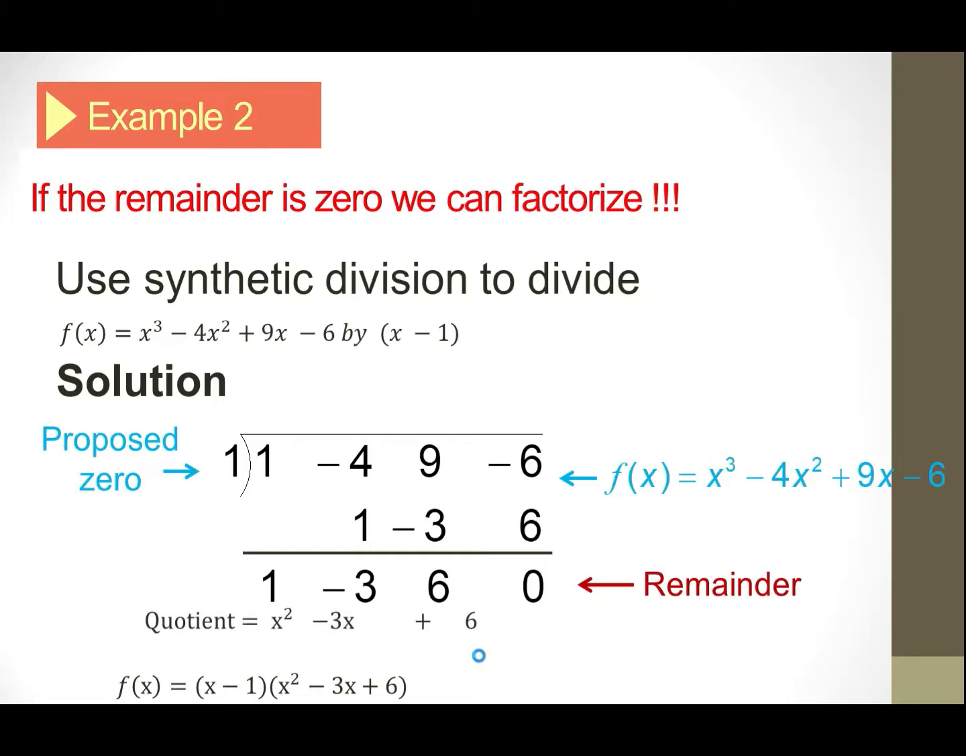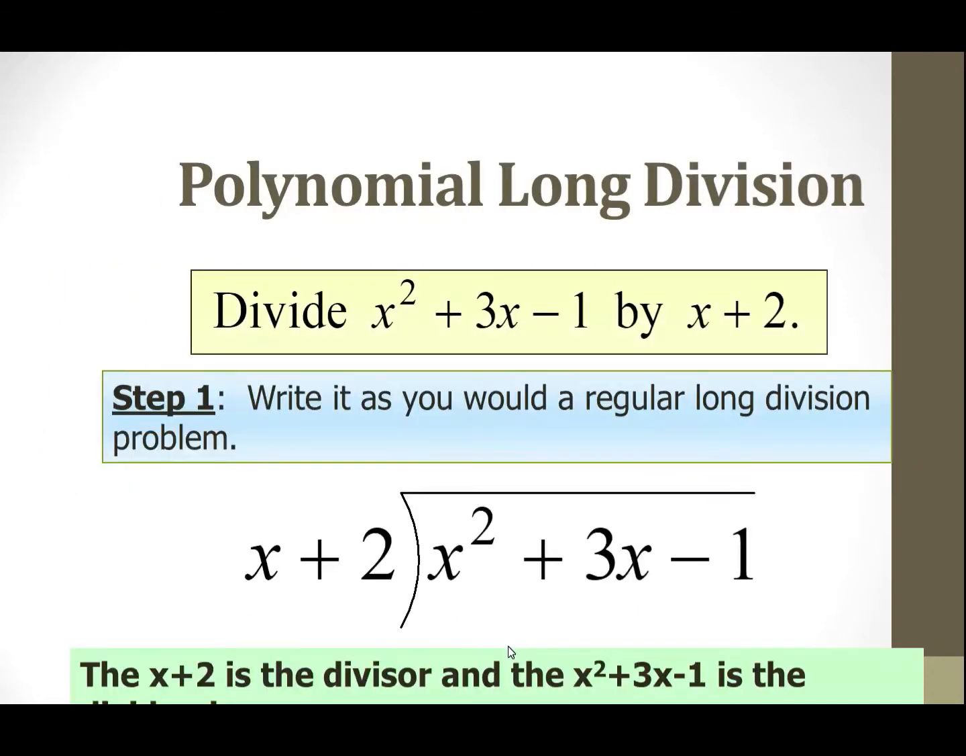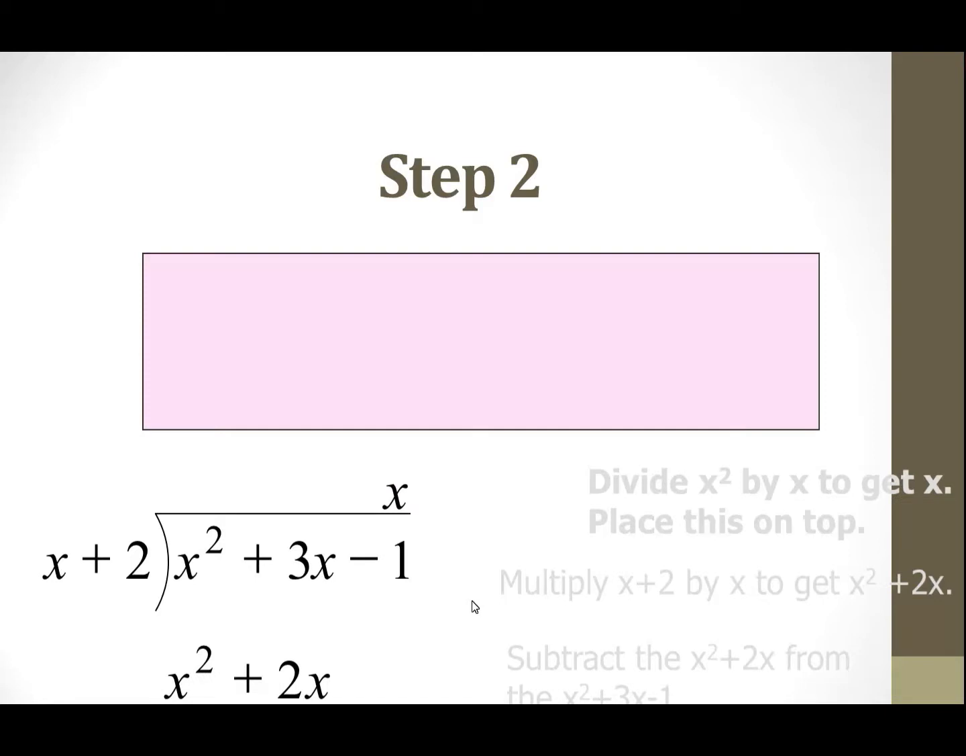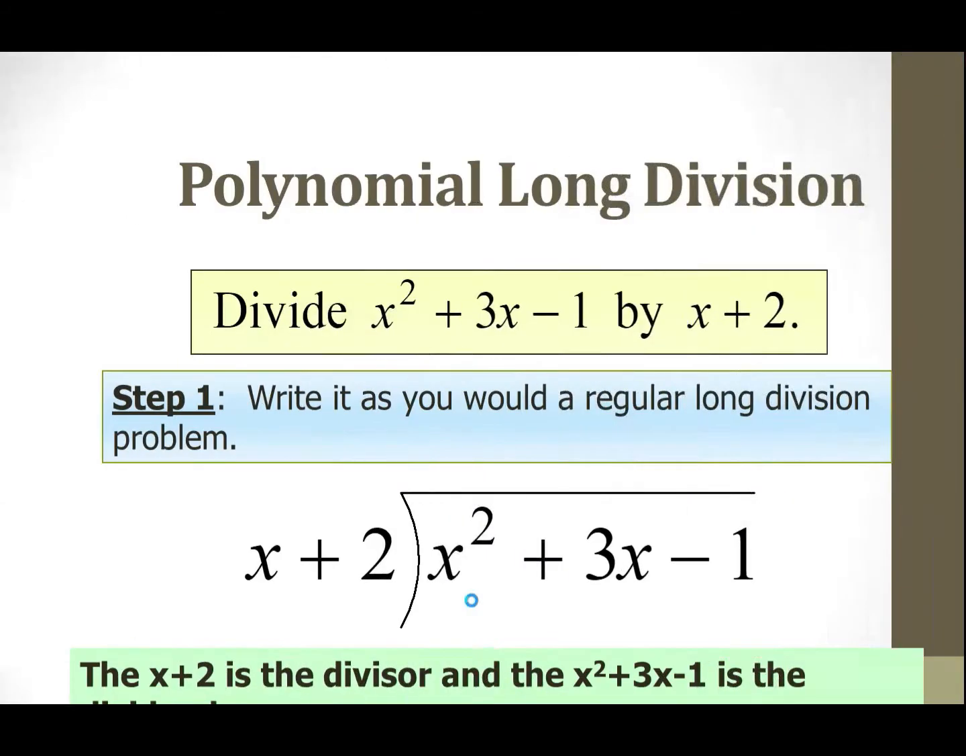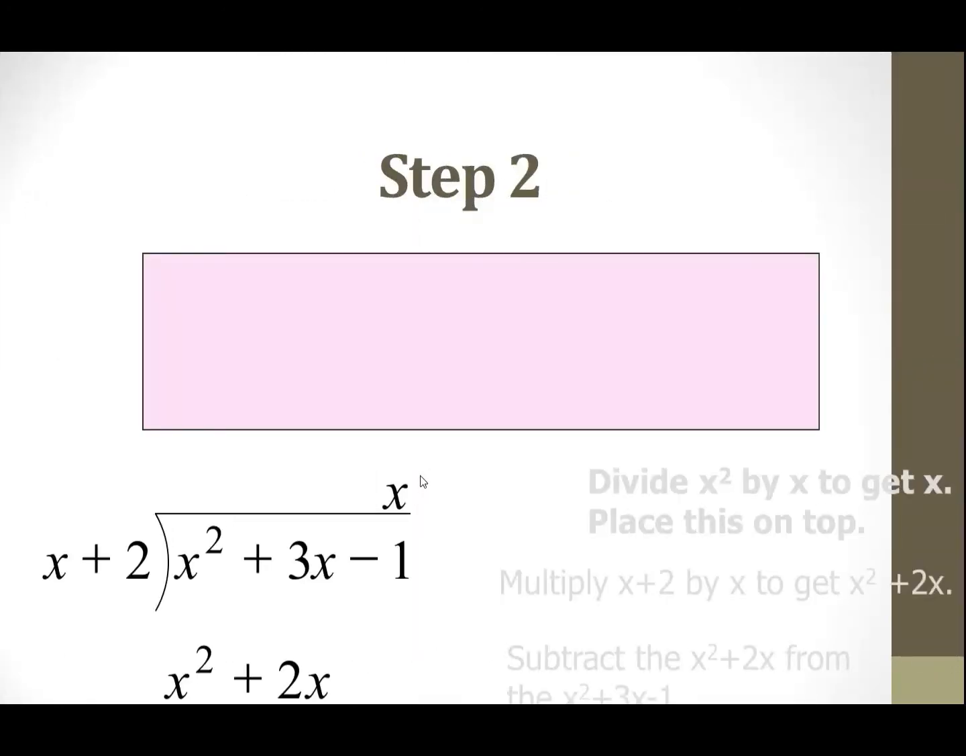In the same way, we can factorize by using the long division, which is called Euclidean division. The first step of Euclidean division, when you want to divide, for example, x squared plus 3x minus 1 over x plus 2, is to divide first x squared by x. The highest power here is x squared, and the highest power there is x. So we divide, and we get x. Write x here.